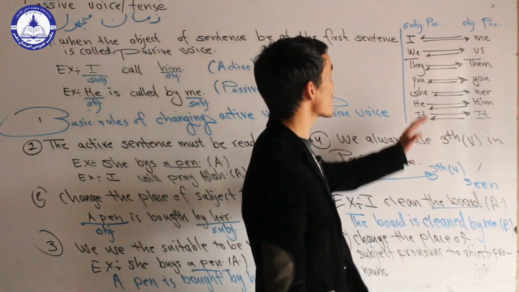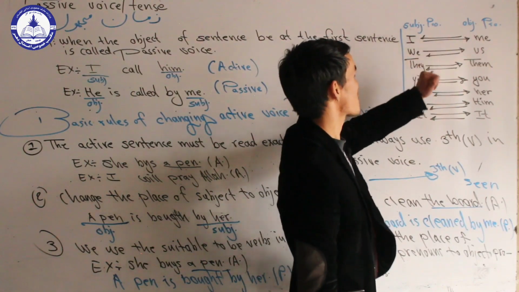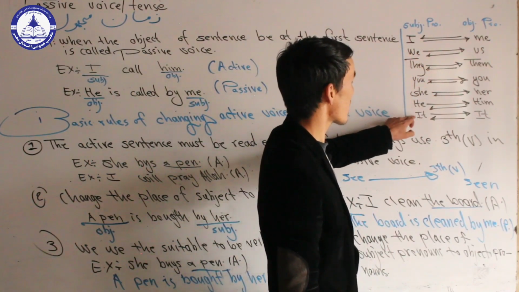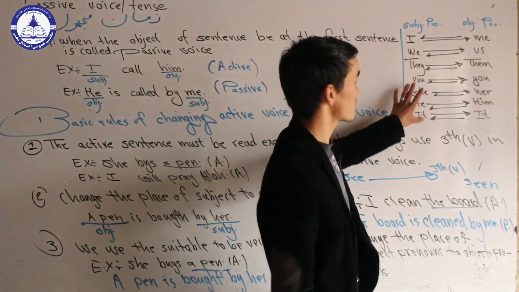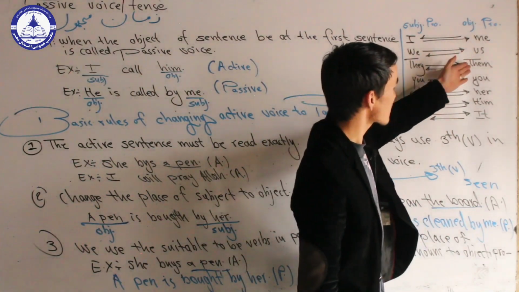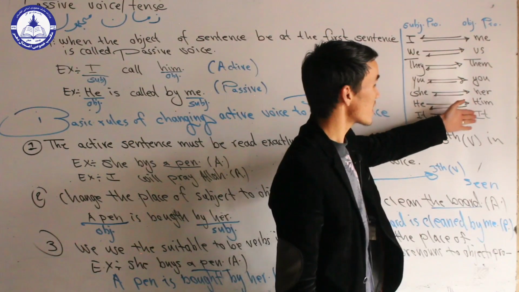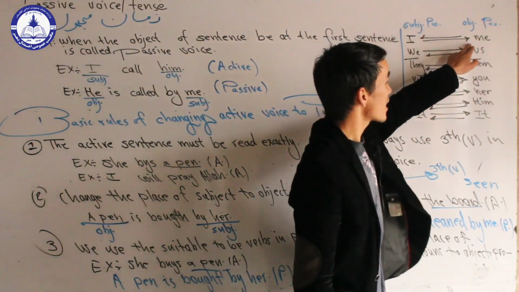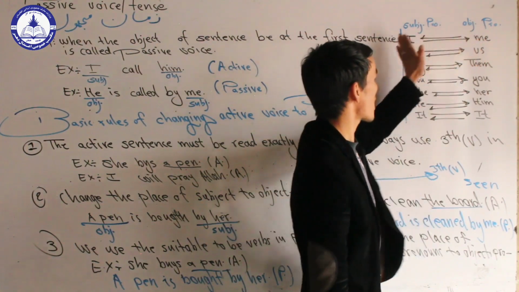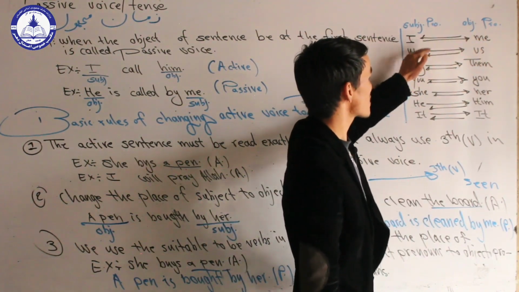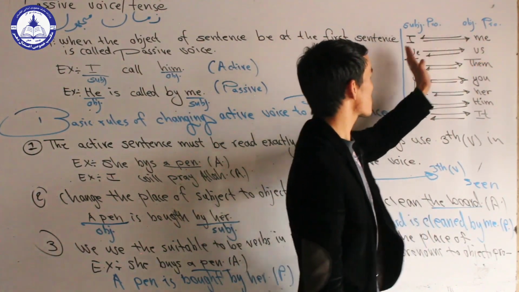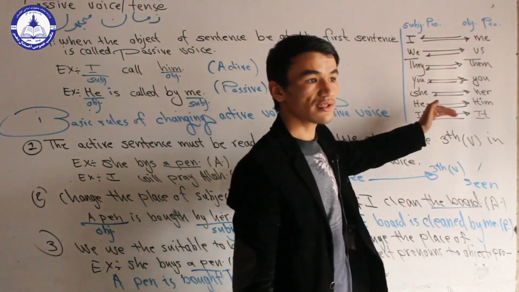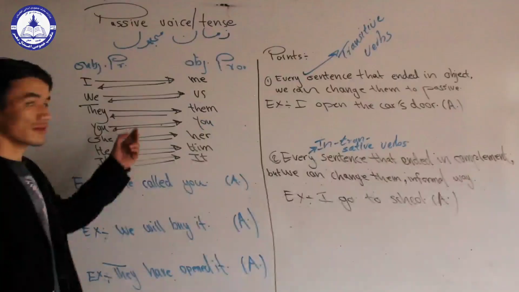So let's know what are subject pronouns and what are object pronouns. I, we, you, they, you, she, he, it. They are subject pronouns. But me, us, them, you, her, him, it, they are object pronouns. When you face I, change to me. If you face me, change to I. If you face we, change to us. Us should be changed to we. And the rest of them are listed here. You can comprehend them very easily.